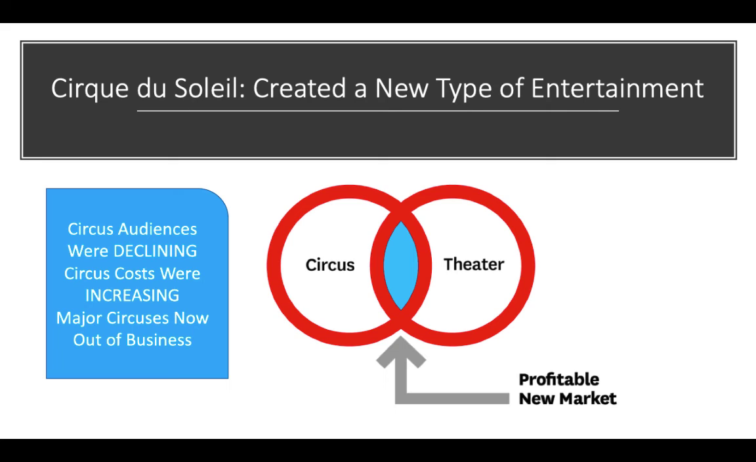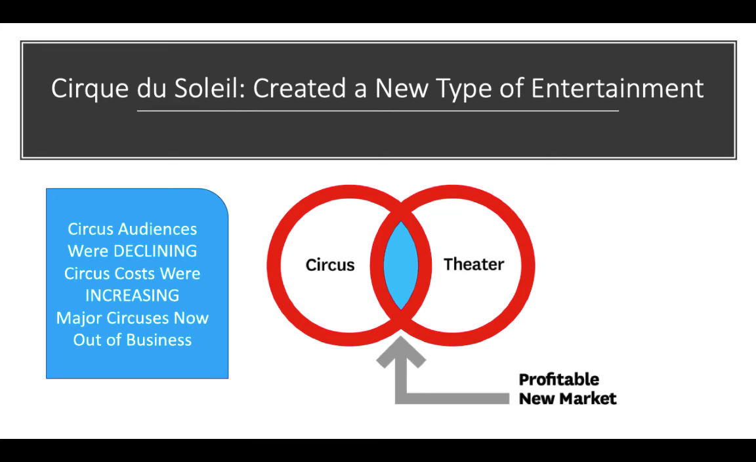So let's take a little bit closer look at Cirque du Soleil, since it's kind of like the superstar example of blue ocean strategy. What they observed was that circuses were declining, and they certainly were. Circus costs were increasing. They absolutely were. And after Cirque du Soleil was developed, 10 or 20 years after that, the major circuses are now out of business. There are regional and local ones, but the Barnum and Bailey and all that sort of thing are bankrupt and gone.